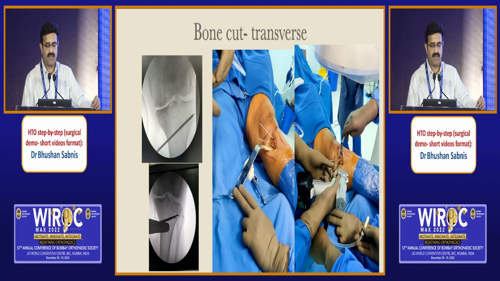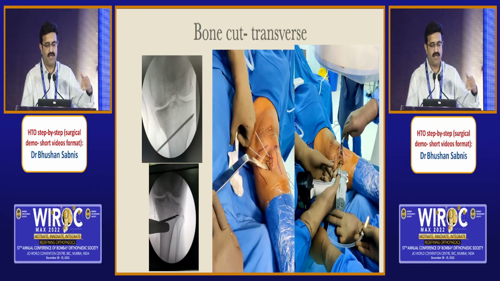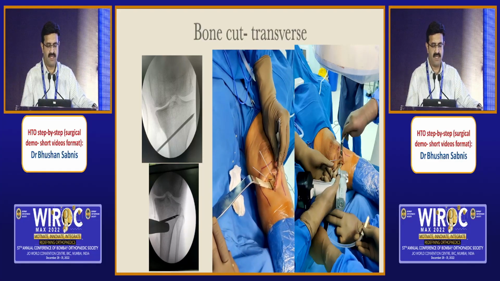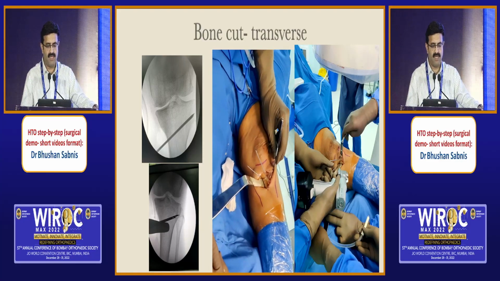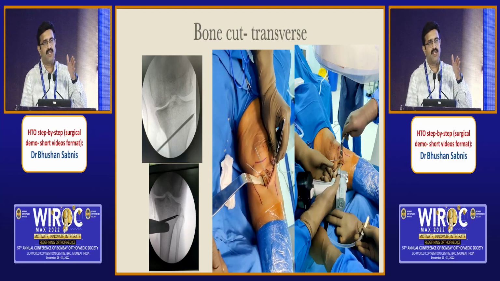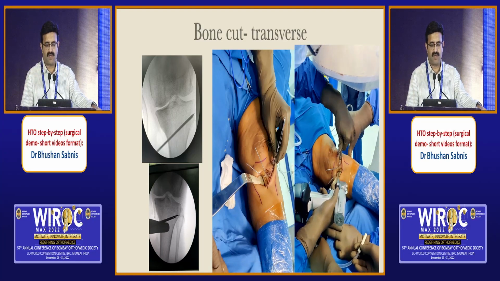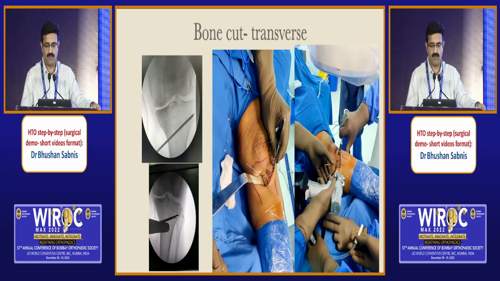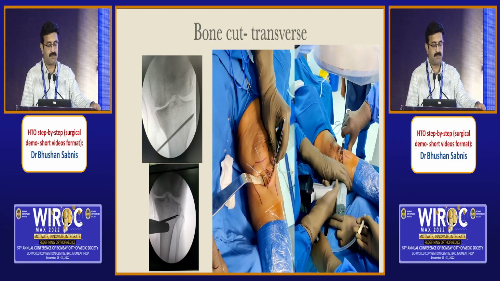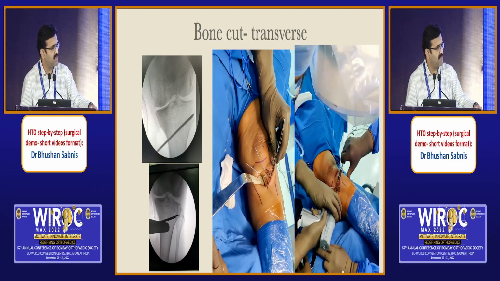Make sure that your saw goes parallel to the K-wires or the guide wires. I tend to bend the wires proximally and try and cut on the wire, so my blade is always hitting the wires and is being guided by the K-wires, so that I'm not going into the joint or deviating away from my planned osteotomy site. So you can see the K-wires going in.